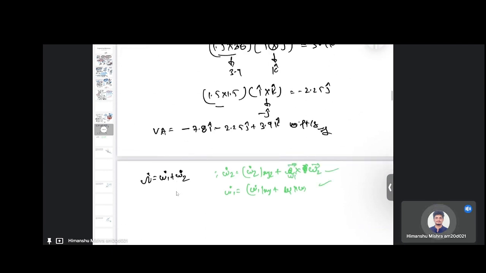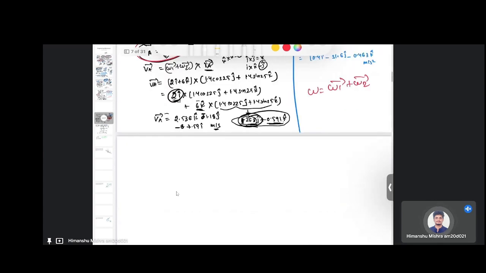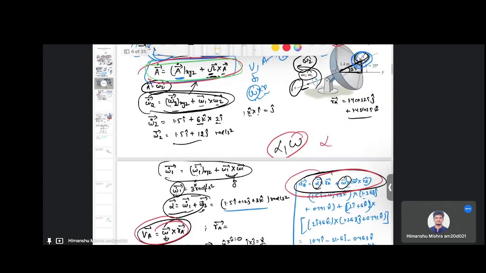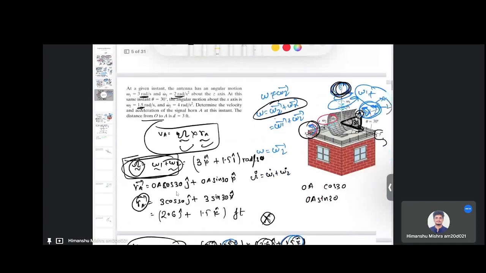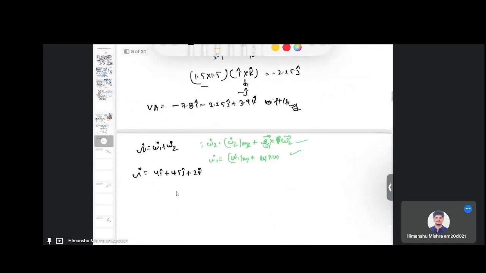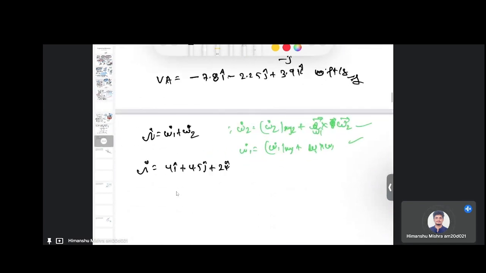So if you follow this relation, you will get the angular acceleration 4i plus 4.5j plus 2k. And we have already done this exercise in the previous problem here. Right?